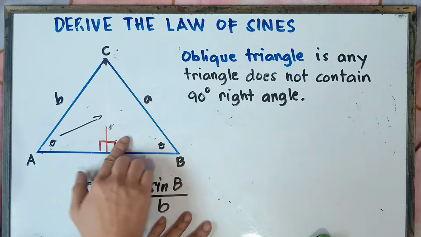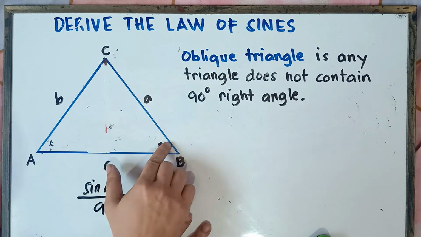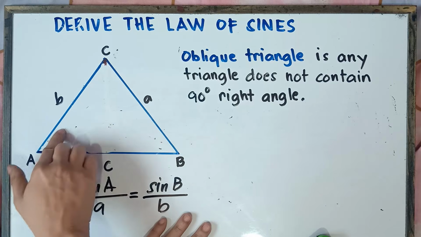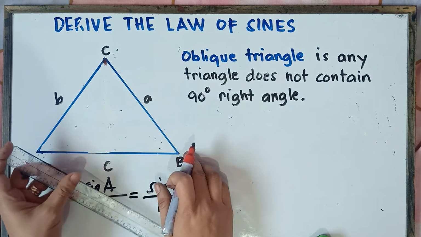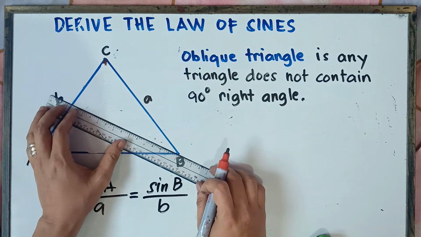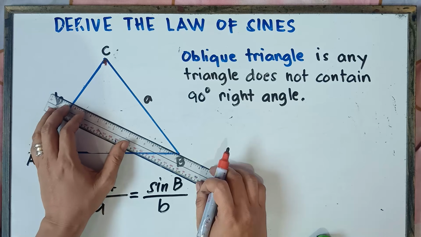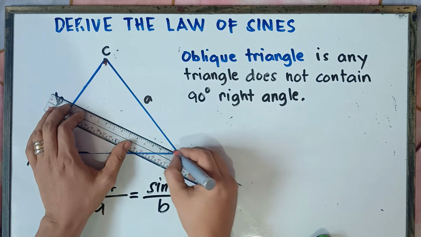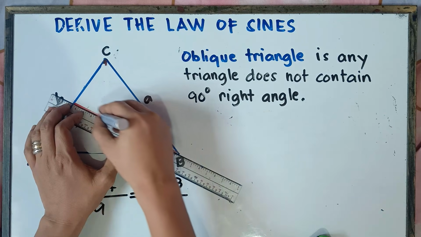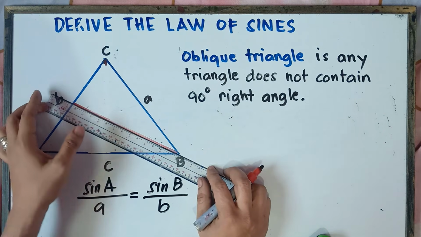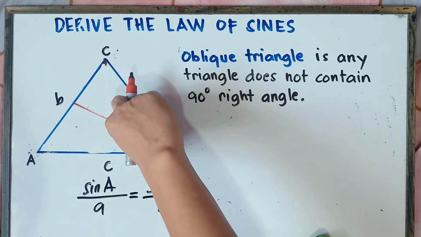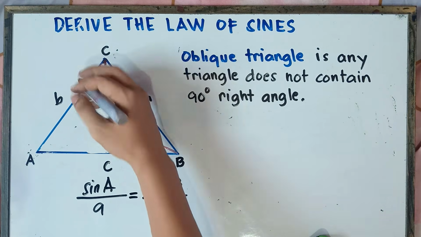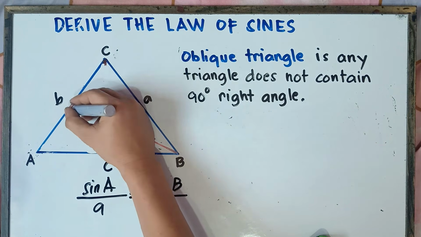Alright, so our second illustration. Let's have our second illustration, class. Now, what if we draw an altitude, a line, from this angle B going to side B? The line, class, must be a perpendicular line. It forms a 90 degree angle. So once again, class, I will draw a line from this angle B going to side B, in which this line is perpendicular to side AC. It forms a 90 degree angle.